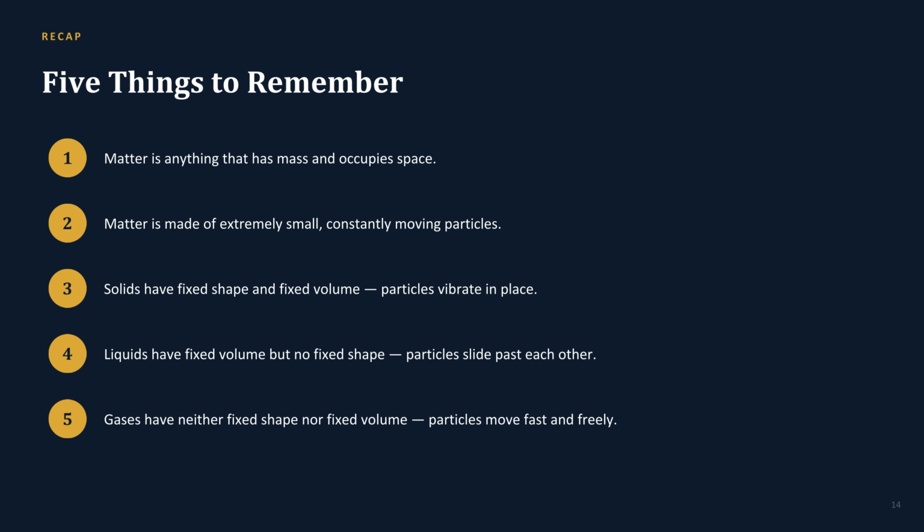Let's quickly recap what we've learned today. 1. Matter is anything with mass that occupies space. 2. Matter is made of tiny, constantly moving particles. 3. Solids have fixed shape and volume. 4. Liquids have fixed volume but no fixed shape. And 5. Gases have neither fixed shape nor fixed volume.